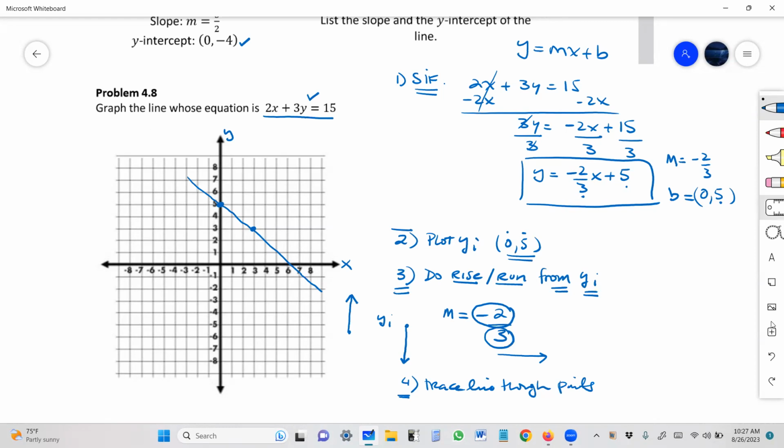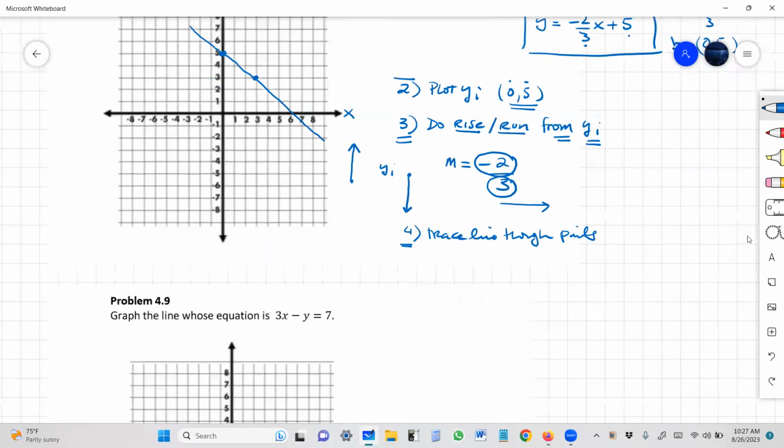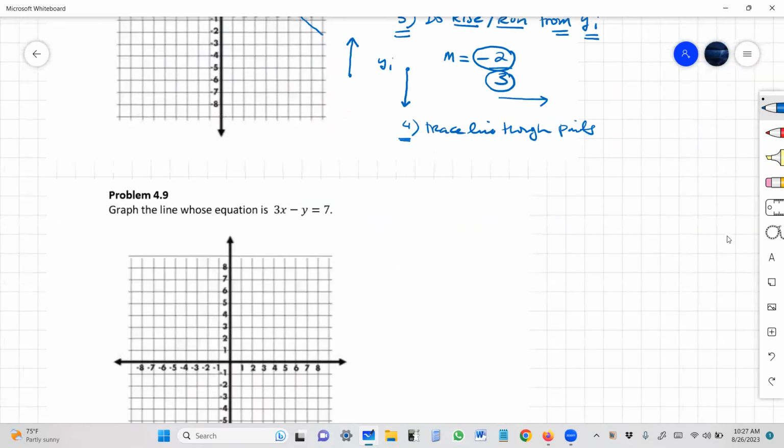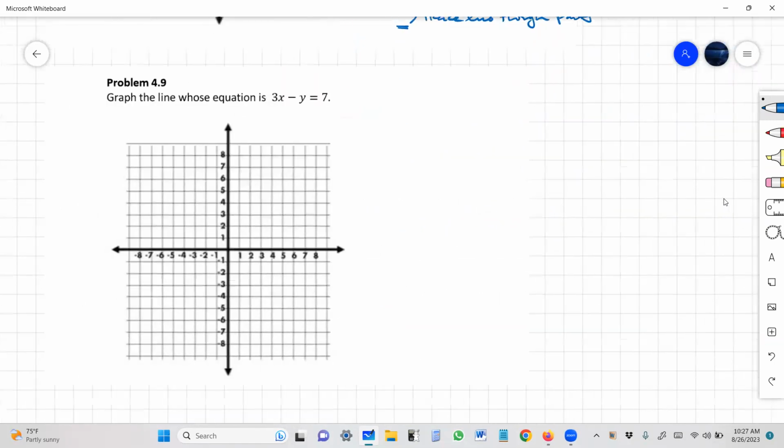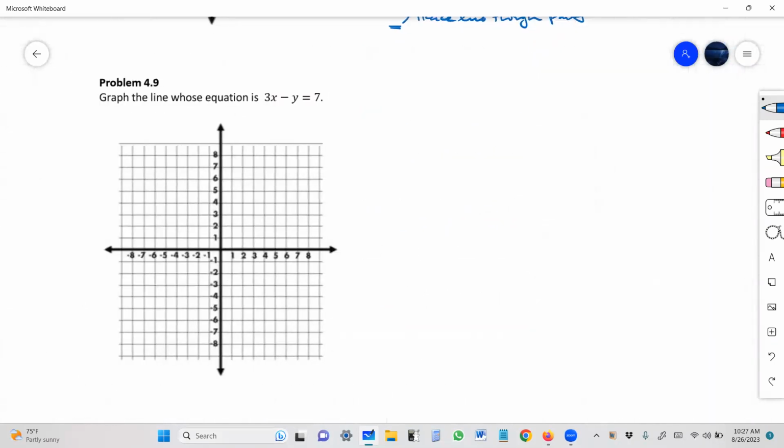I'm going to do one more problem for you to see. Make sure that you understand this, but it's basically the same thing. All right, so let's try this one again. The equation is in standard form. So step 1, I'm going to put it in slope-intercept form. And you can do it along with me if you want to see if you understood.